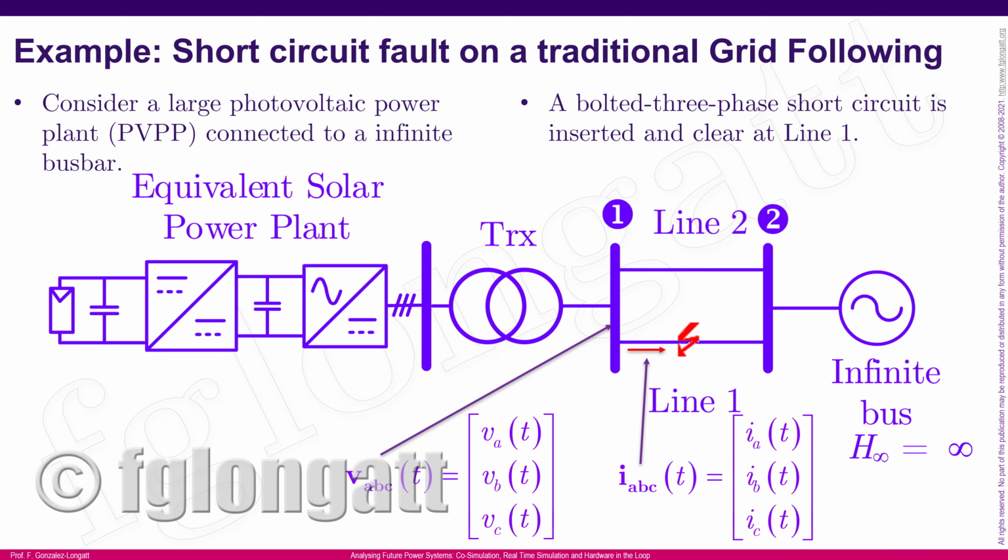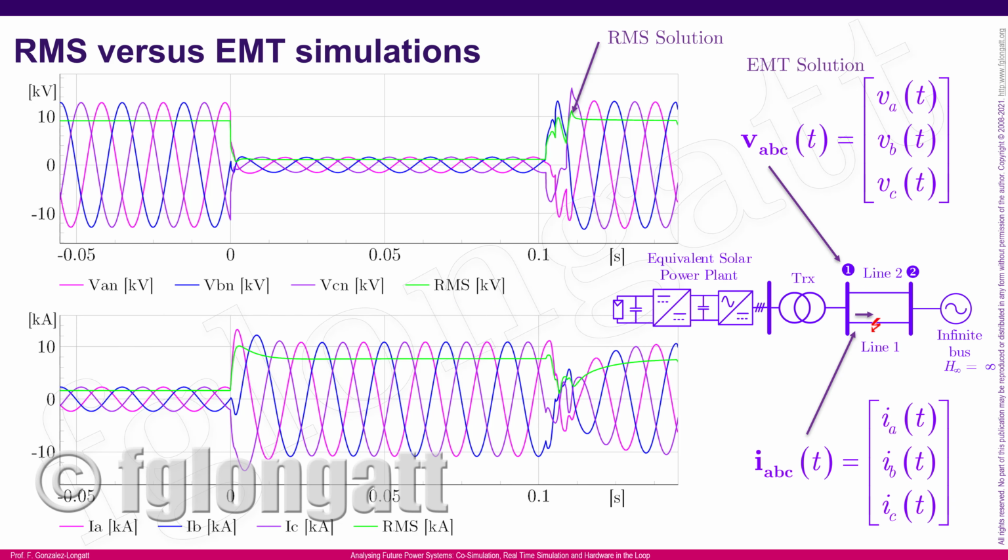Just to show you how important and how different RMS and EMT simulations are, I would like to show you this very specific case. Here we have a photovoltaic power plant connected to what we call an infinite busbar, and there is a short circuit in transmission line number 1. Okay, in this case we are using a three-phase short circuit, and that short circuit is inserted in that transmission line. Here I have the time domain response. As you can see here, we have the graphical representation of the voltages on the top and the currents at the bottom.